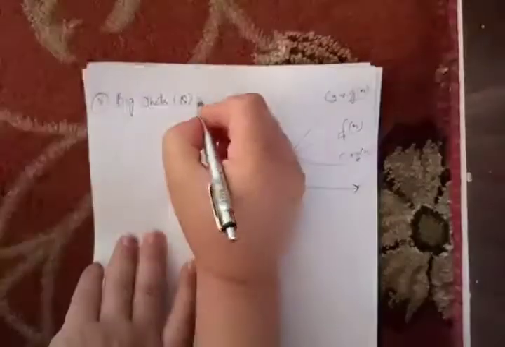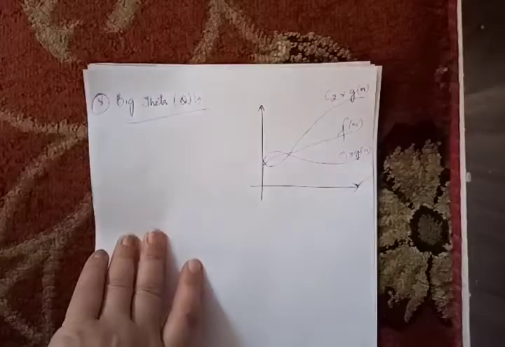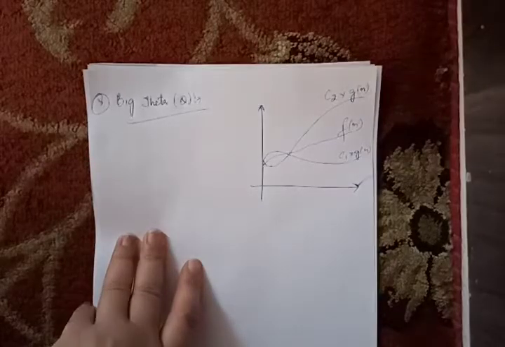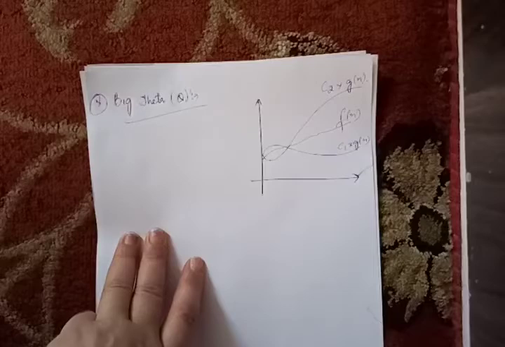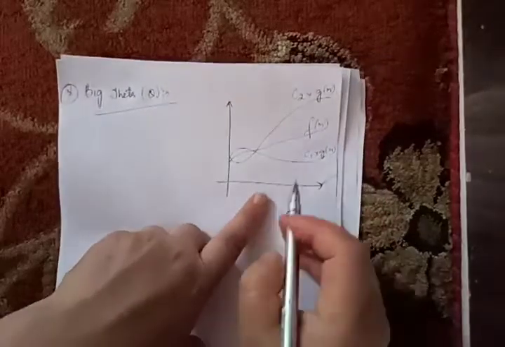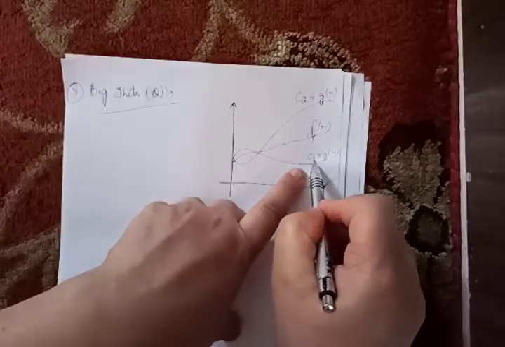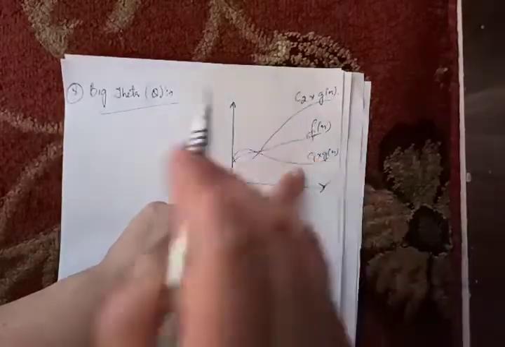Big theta basically tells us the average time your algorithm or your program would take in order to get executed completely. That means we can say big theta is a combination of big omega and big O. Like in this case, this function should be greater than this but should be less than this.